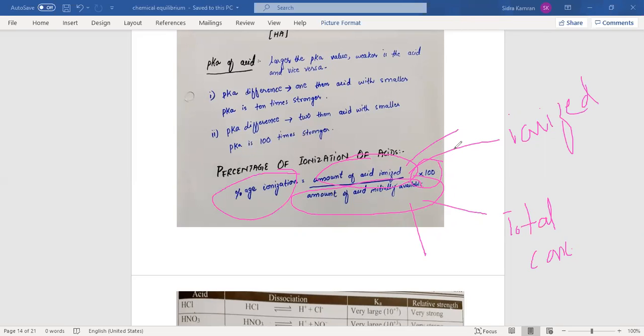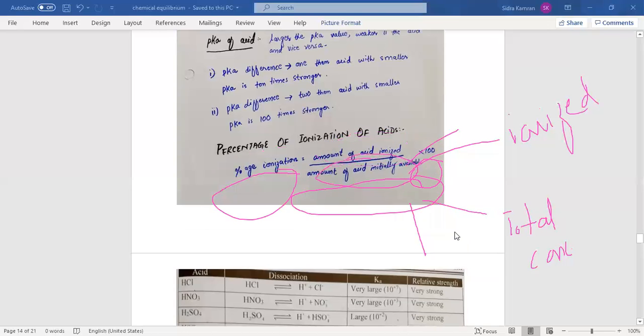In this way, you can calculate the percentage of ionization of acid. The percentage of ionization of acid gives you the idea of how strong or weak the acid is. The percentage of ionization of a weak acid basically depends upon the dilution of that acid, according to Ostwald's dilution law. What is Ostwald's dilution law?